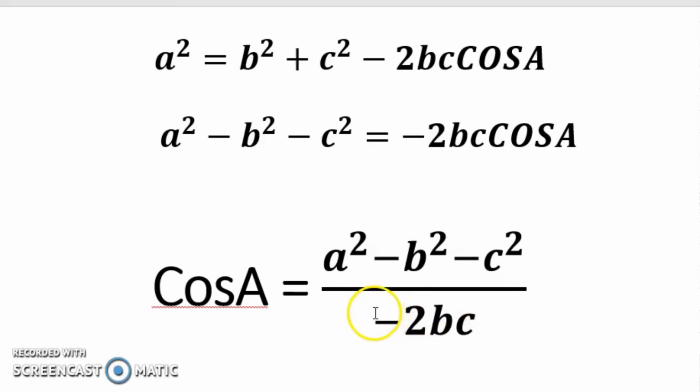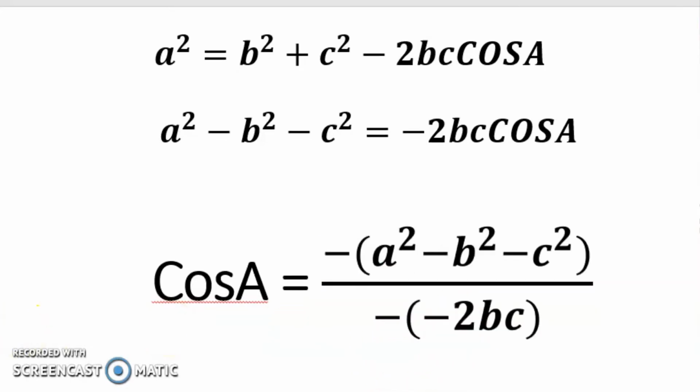So how do I remove this negative sign from here? I multiply the numerator here by negative. I also multiply the denominator here by negative. So if I do that, I'm going to have minus a squared minus b squared minus c squared all over minus 2bc.